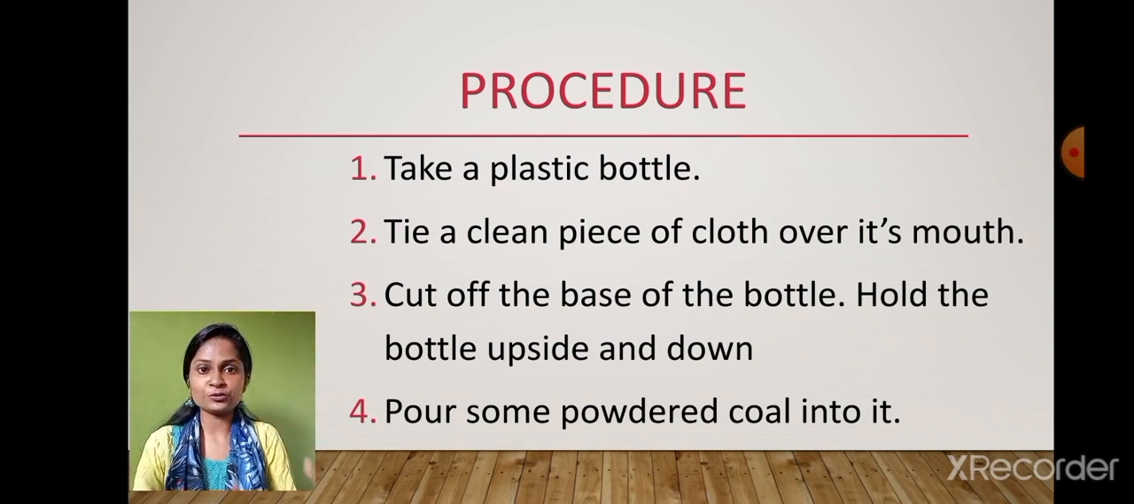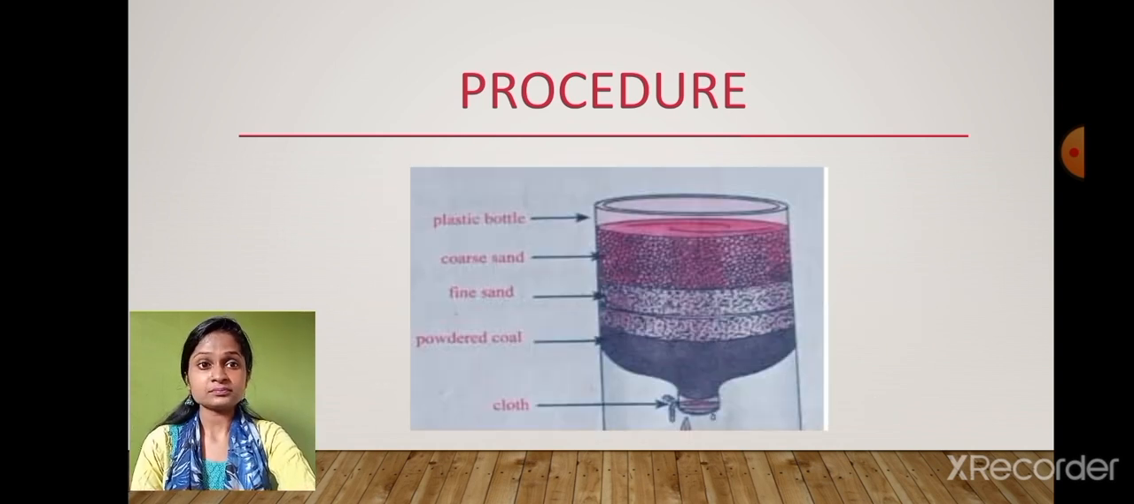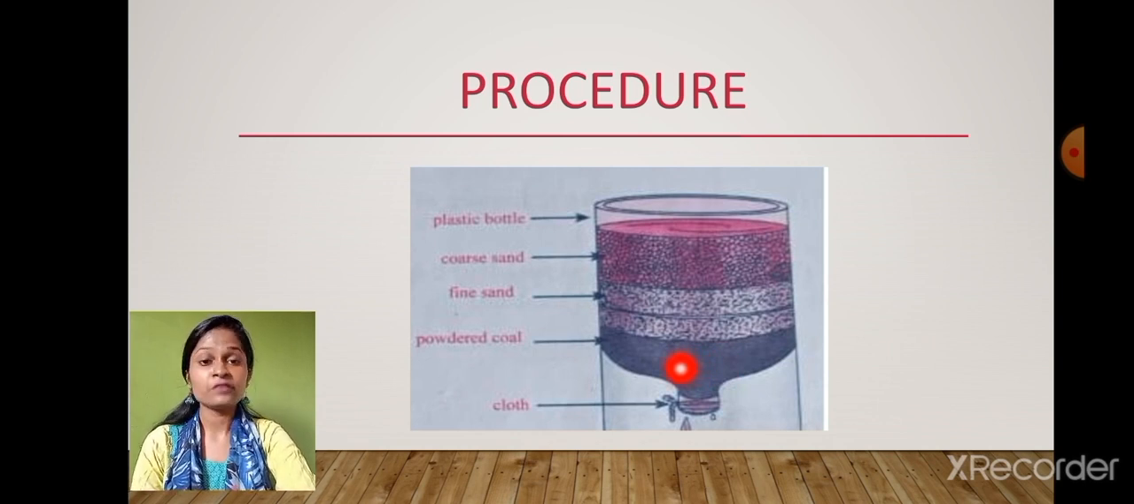If you are not able to imagine that, I will show you the image so that you understand better what exactly I want to say. Here you can see how I have shown it. The bottle is tilted over here. You have to invert the water bottle so the mouth part is downward. The plastic bottle should be cut in between, and here in the base part the powdered coal is there. So first, when you invert the bottle, you have to pour powdered coal.